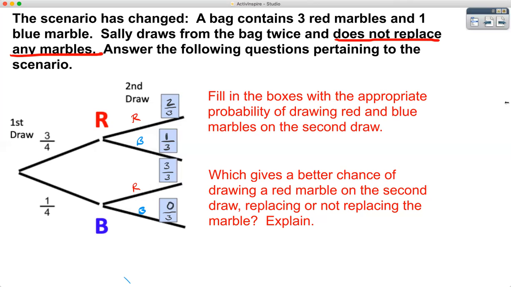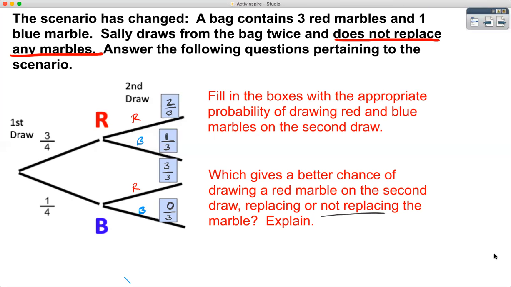So using that information, let's look at that second question. Which gives a better chance of drawing a red marble on the second draw? Replacing or not replacing the marble? So if I look at that tree diagram, it actually turns out that not replacing the marble will give us a better chance of drawing a red marble, right? Because notice what's happening here. We have a probability of 3 out of 3 now of actually getting a red marble on the second draw.